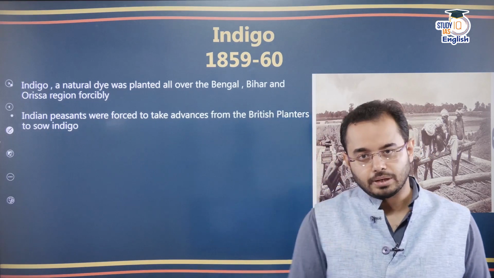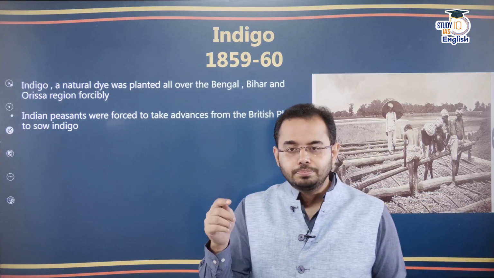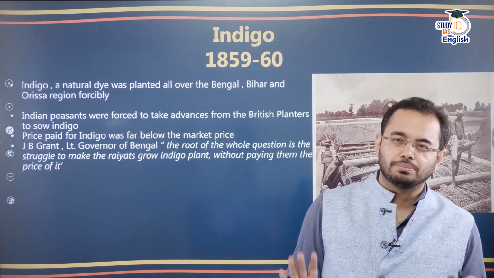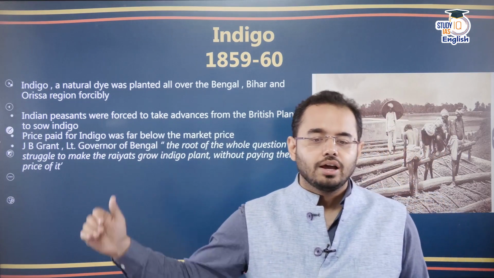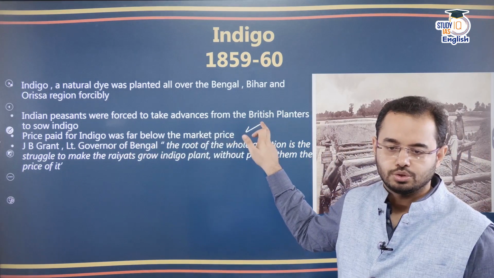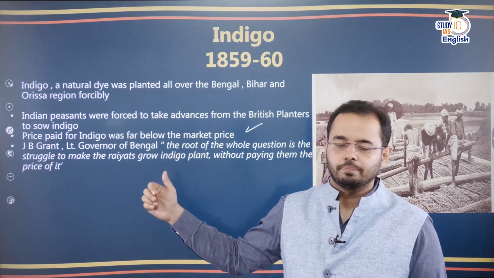The market price of indigo was deliberately kept low by the Britishers, and the poor peasants were even paid less than the market price. So this was a double whammy for them. This was a double loss for them. See, the price paid for indigo was far below the market price. The price paid to our farmers was much, much below.